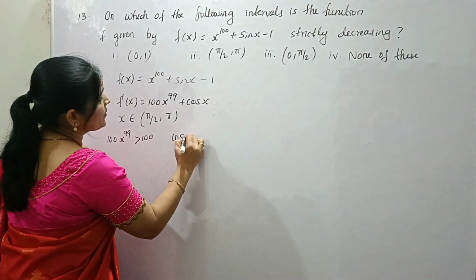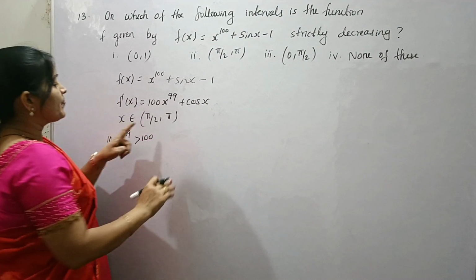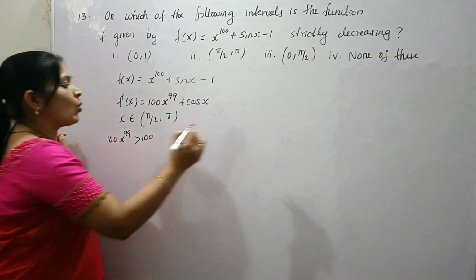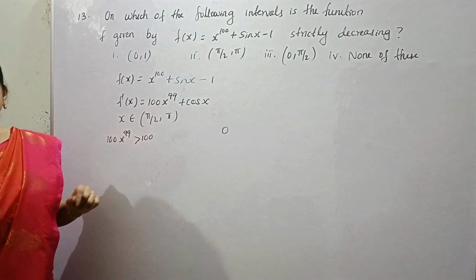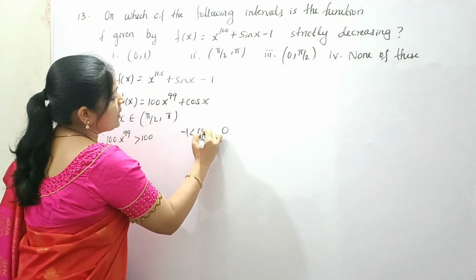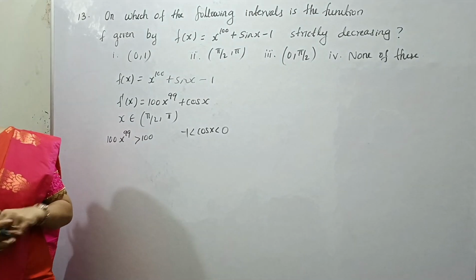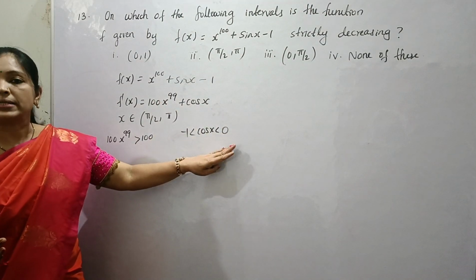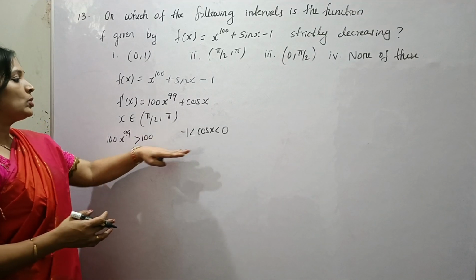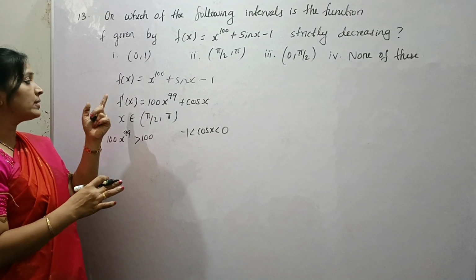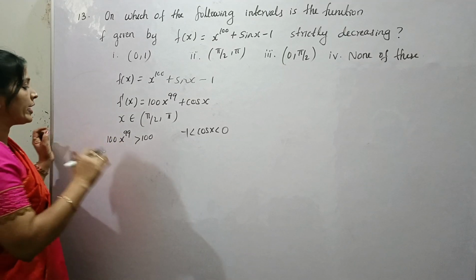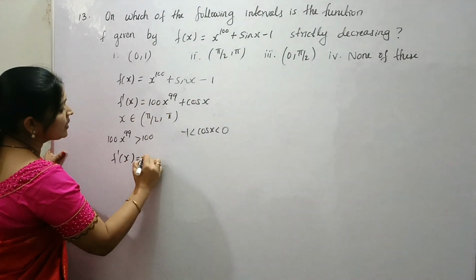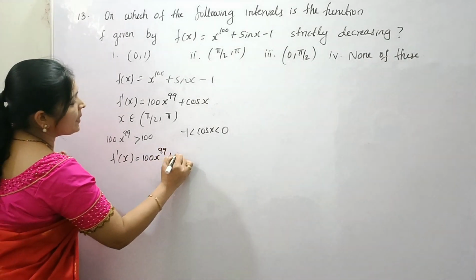In this interval, the values of cos x are between... cos pi by 2 is 0, and cos pi is minus 1. So minus 1 is less than cos x, which is less than 0. That is, the values of cos x are between minus 1 and 0. Here we have to check whether f dash of x is less than 0 or greater than 0. So f dash of x is equal to 100 x raised to 99 plus cos x.